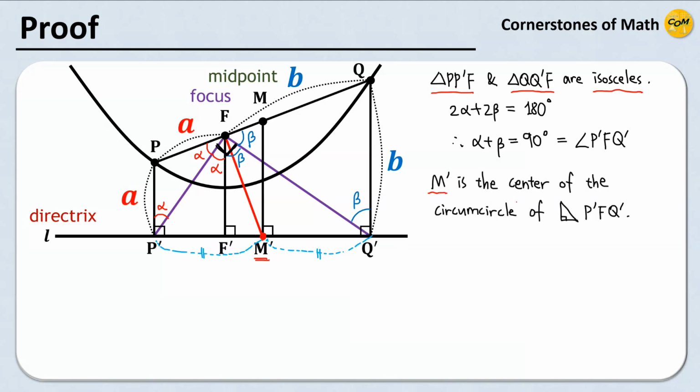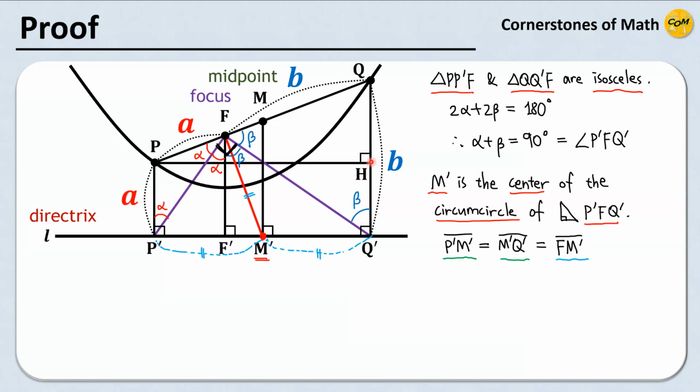This means that M prime is the center of the circumcircle of the right triangle P prime F Q prime. This means that not only do we have P prime M prime equals M prime Q prime because midpoint, but these lengths are also equal to FM prime because it is the radius of the circumcircle of the right triangle P prime F Q prime. So in order to find the length of FM prime, we only need to find the length of either P prime M prime or M prime Q prime, which can be found like this.